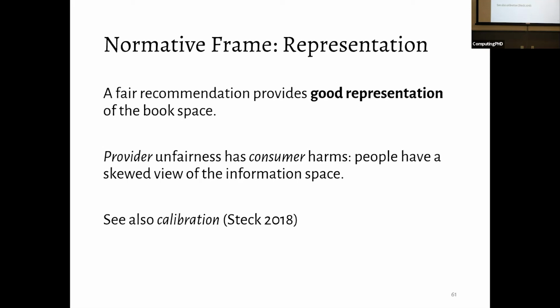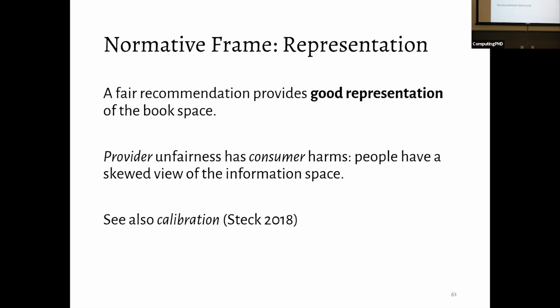And so the framing of this problem is that a fair recommendation provides a good representation of the goods of the book space. If there are a lot of books written, basically the proportion of books written by women should be representative of the broader population of authors or the broader population of humanity. Unfortunately, we don't have good reference points to know what neutral is supposed to be, so here we're just looking at what actually is, but that's the high-level normative goal.